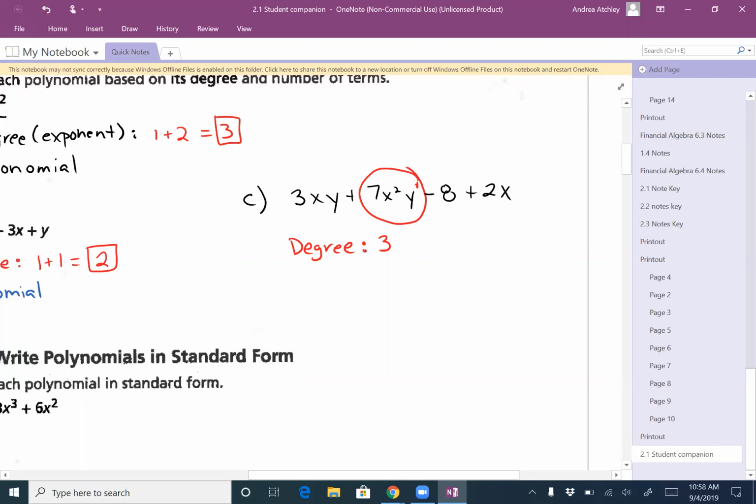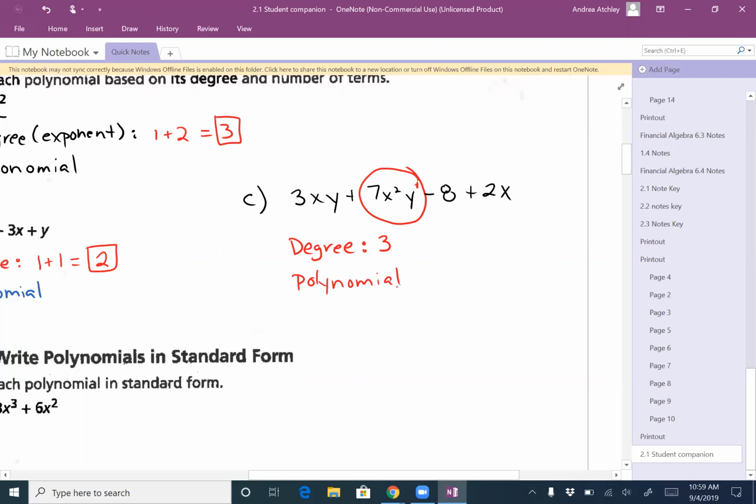Okay, then we want to know what to call it. What did you call it? A polynomial. Anything more than 3 terms is a polynomial. Any questions over that?